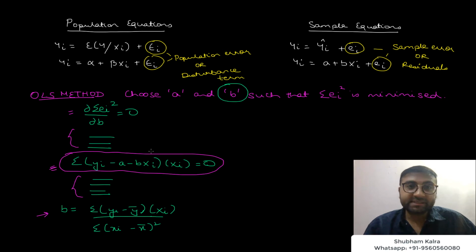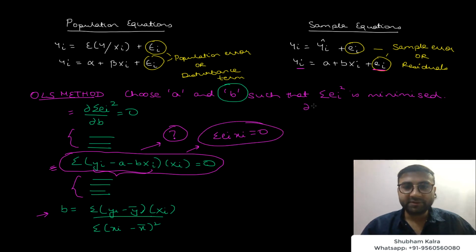This is also one of the things that many students find confusing. They do not understand the importance of this. First of all, let's try to write this expression in a simple manner. The thing that you see in the bracket, yi minus a minus bxi, is nothing but ei, because ei is equal to yi minus a minus bxi. So I can write this as summation of ei multiplied by xi equal to 0.